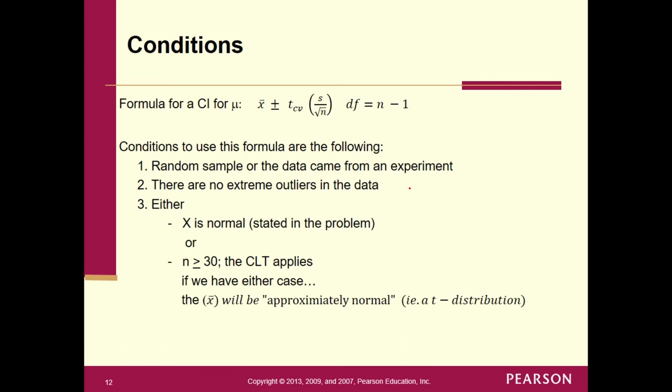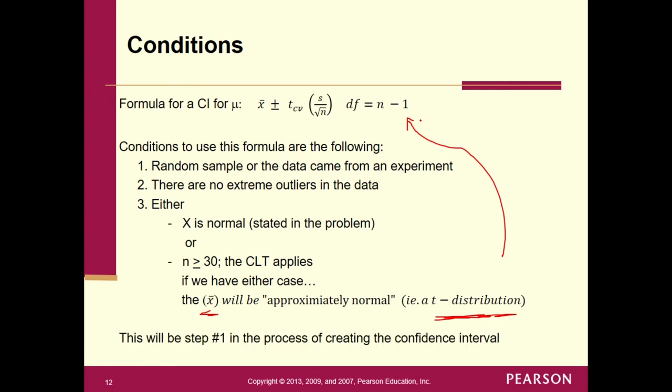In either case, the sampling distribution will be approximately normal, meaning, i.e., a t-distribution. All right. So the sampling distribution of x bar will be some sort of t-distribution. With what degrees of freedom? N minus 1 degrees of freedom. This is actually step number one in the process of creating the confidence interval. So when we actually get to a problem, you'll see that.